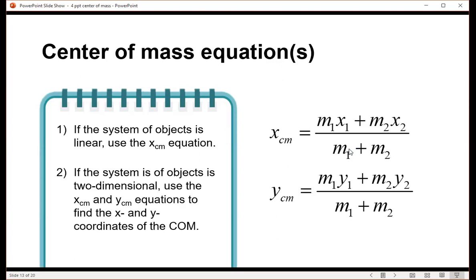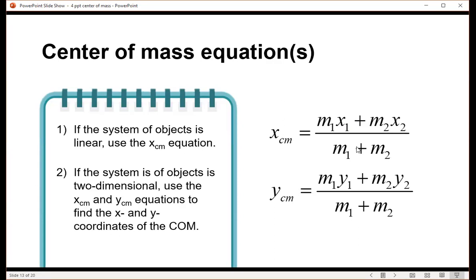If I had three masses, I would just add on a plus the mass of the third particle and its location on the x-axis. Then I would just have to add the third mass on the bottom. So quite simply, it's each mass times its location plus each mass times its location, et cetera, et cetera, divided by the total mass of all of the pieces.